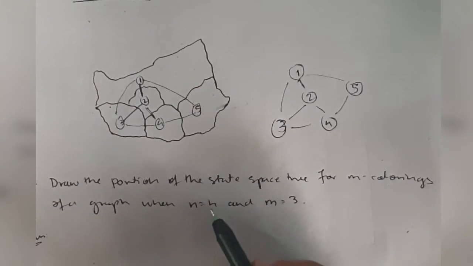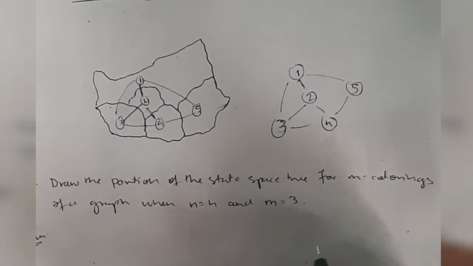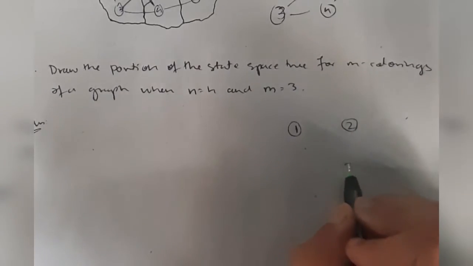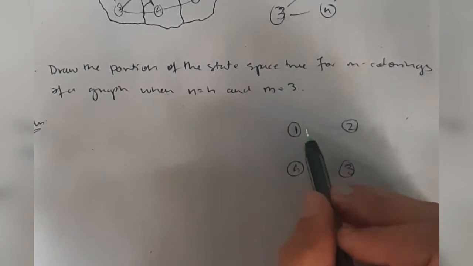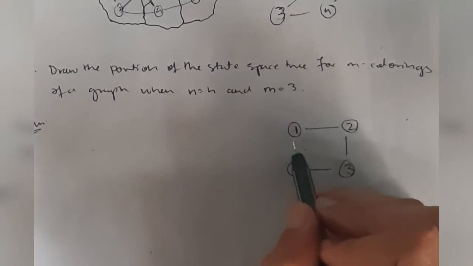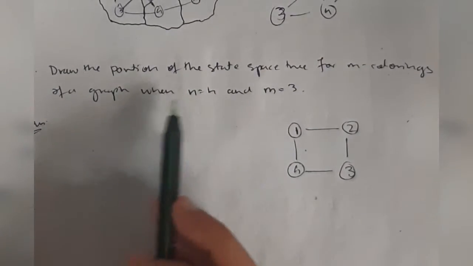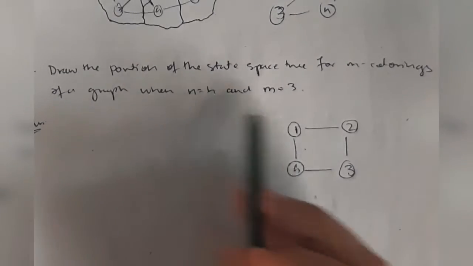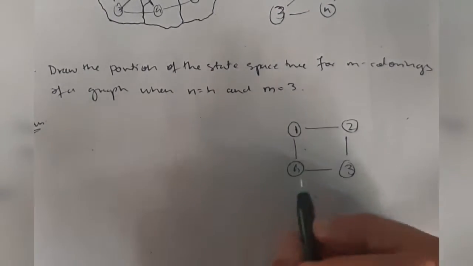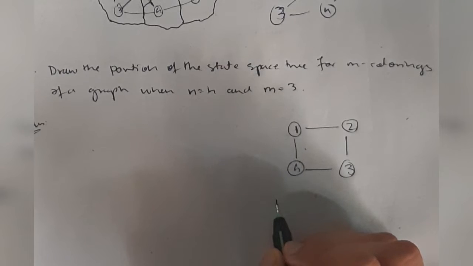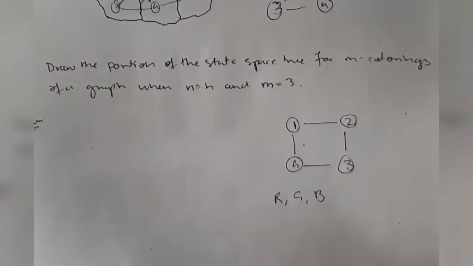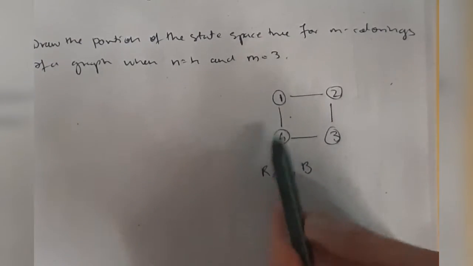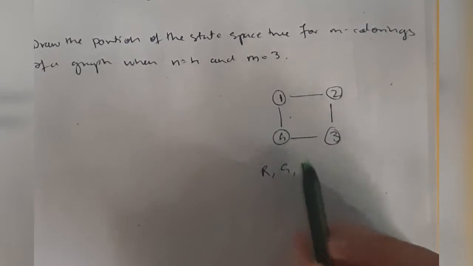N is equal to 4 means there are 4 nodes. You can take any 4 nodes; I'll take 1, 2, 3 and 4. Now m is equal to 3, so we can take any graph, for example, since they have not specified which type of graph. N is equal to 4 and m is equal to 3. M is equal to 3 means I can take 3 colors. I'll be taking red, green and blue. Now what we have to do is assign each node either red, green or blue.